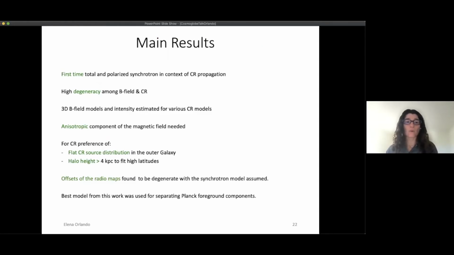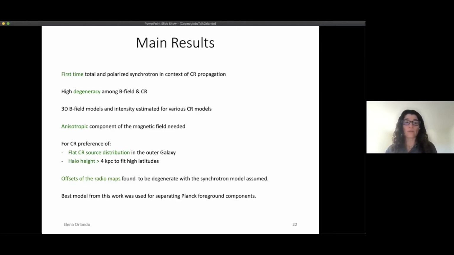Some results from our previous works are reported here. This was the first time the total polarized synchrotron emission was studied in the context of cosmic ray propagation. We found a high degeneracy between the magnetic field and cosmic rays, and we estimated and included 3D magnetic field models and also estimated the intensity for various cosmic ray models.